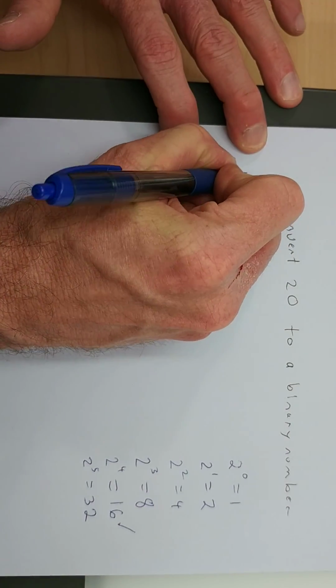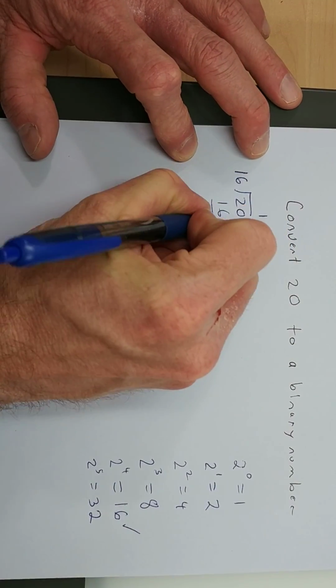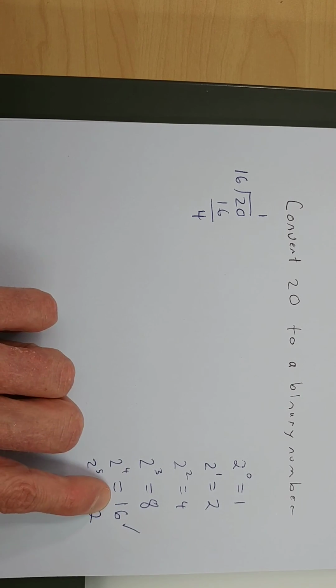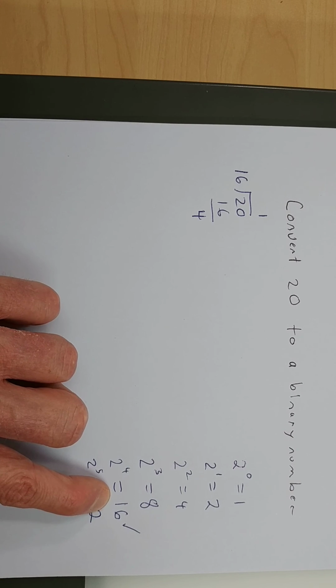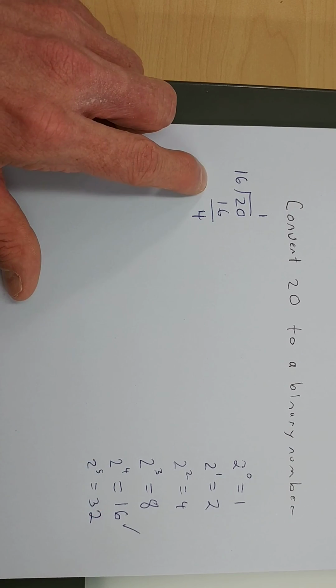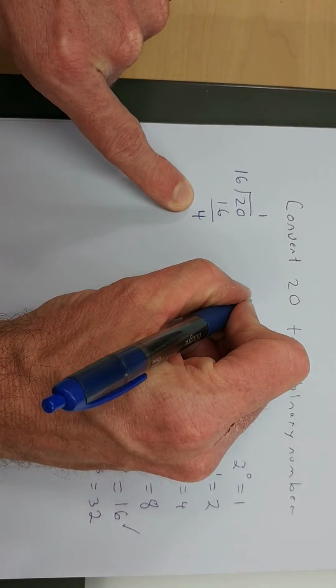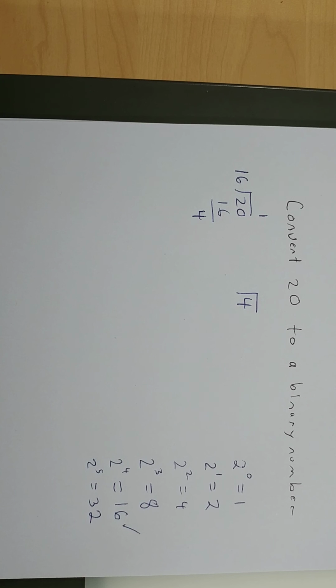So we're going to divide 16 into 20, which will go in one time, and my remainder is 4. So what we did was we took the highest power of 2 that we could divide into 20, which was 16, which is 2 to the 4th. Took it into 20, it goes one time, 4 left over. And you're just going to keep taking the remainder and dividing into it.